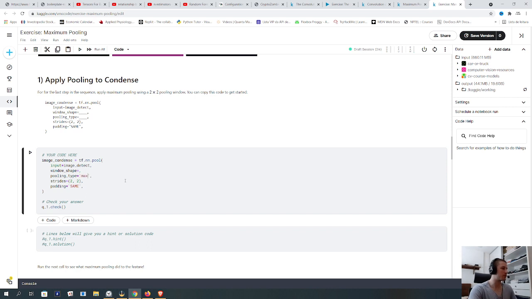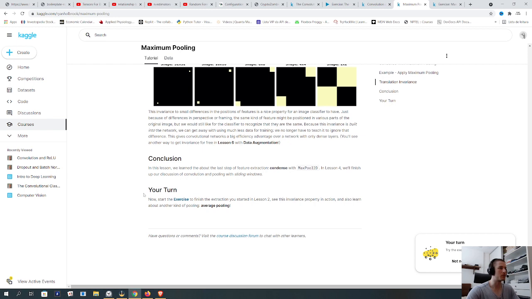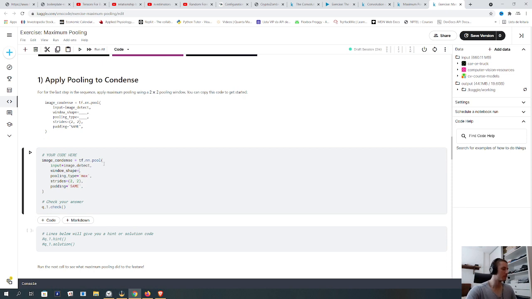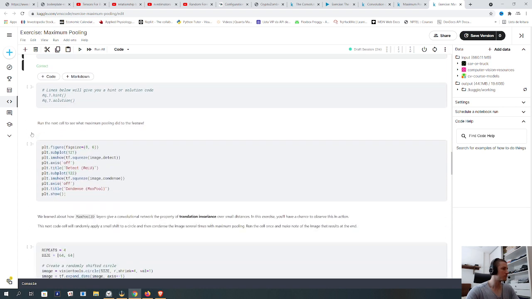Type is gonna be max, I think. The window shape is 2x2, but I'm not sure how exactly to write this. It's in parentheses. And here is supposed to be caps lock. But the next cell to see what maximum pooling did to the feature.